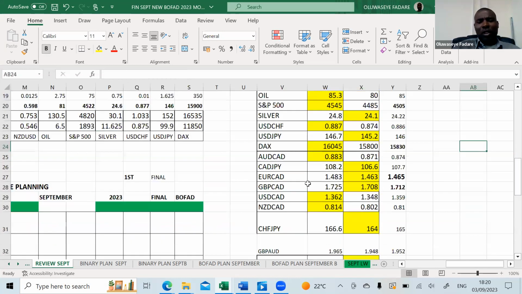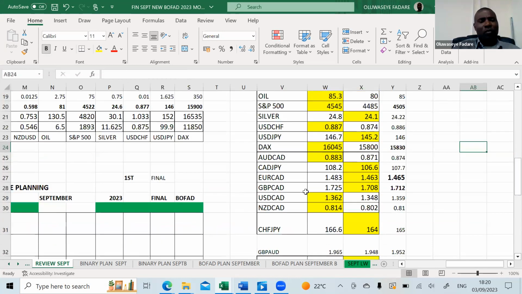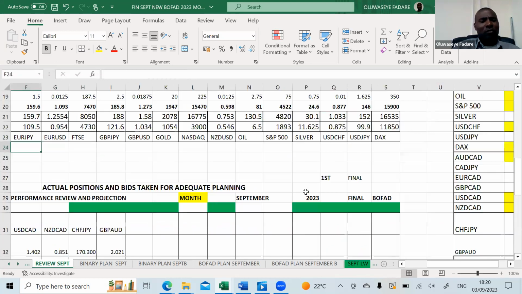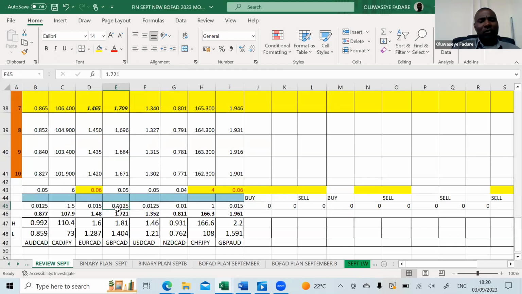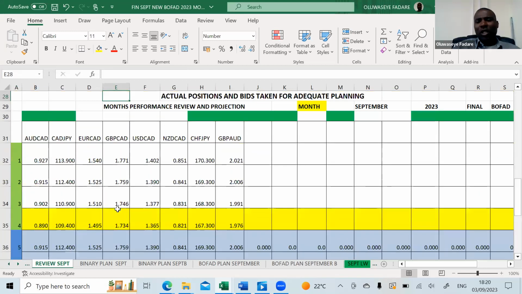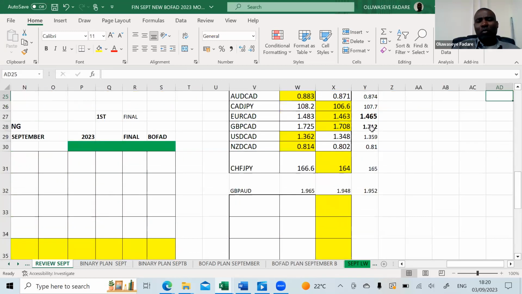So the next one is 1.725 and 1.708. So same thing here. It has reached 1.708, 1.709 downward. So it's either the market, let's look at the current price 1.721. So what's the current price of the market now? 1.712. So if the market should go above 1.721, then the market is not coming down again, it's going up.